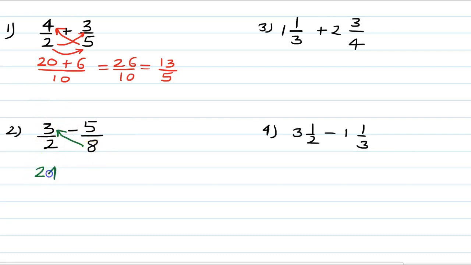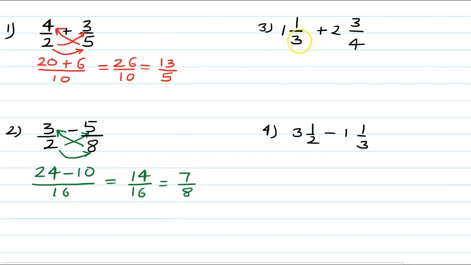Similarly, in this question there is a minus sign, so multiply u, that is cross multiplication. 8 times 3 is 24, then multiply u, like 2 times 5 is 10, and multiply uu, that is 2 times 8 is 16. So 24 minus 10 is 14, giving 14 over 16, and you can simplify. Half of 14 is 7 and half of 16 is 8.